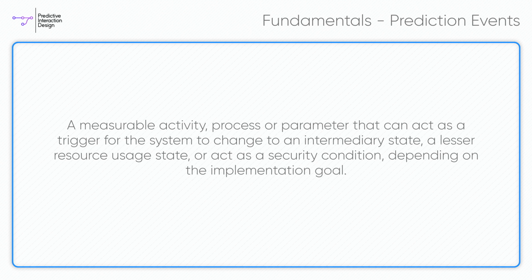The second main core principle of predictive interaction design is prediction events. So this is a measurable activity, process, or parameter that can act as a trigger for the system to change to that intermediary state, or a lesser resource usage state, or this prediction event can act as a security condition depending on the implementation goal of predictive interaction design. And we'll be looking at lots of examples of all three of these goals: speed, efficiency, and security.